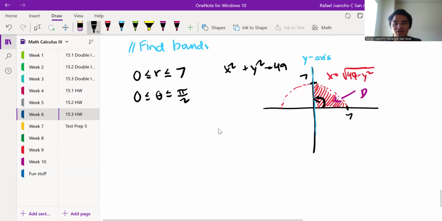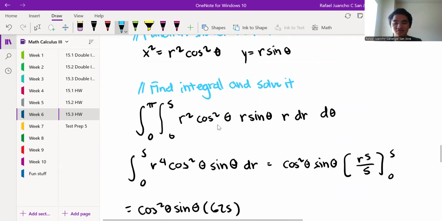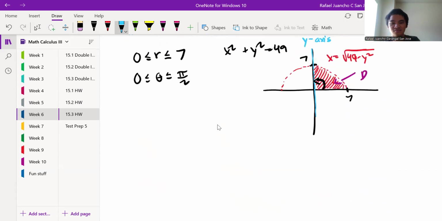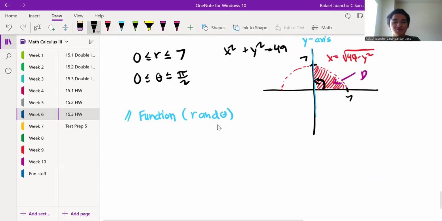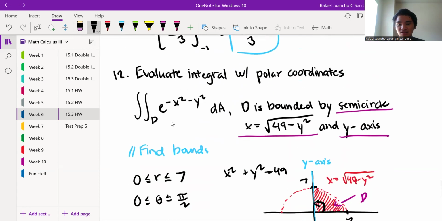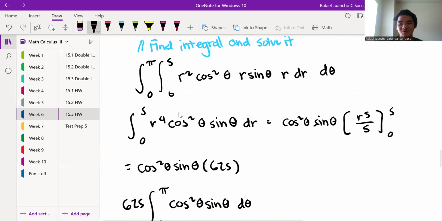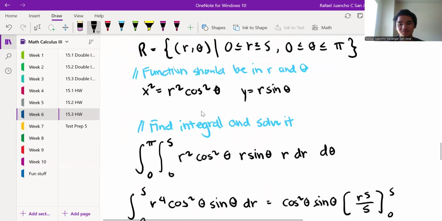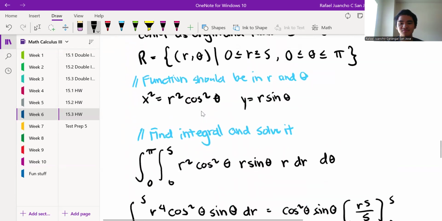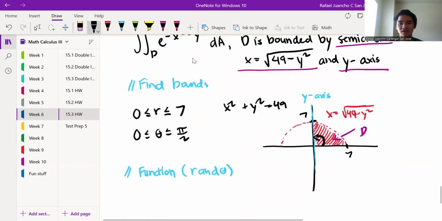Okay, so now what's the next thing? We need to find a function which should have an r and a theta. And we're going to base that off the original, if you want to use polar coordinates in this case. Oh, so that one's a natural exponent, so an exponential function. Right. How do we do that?